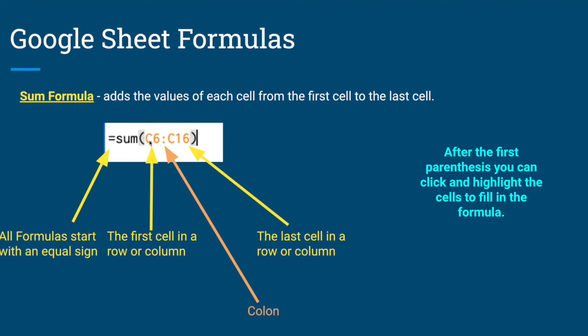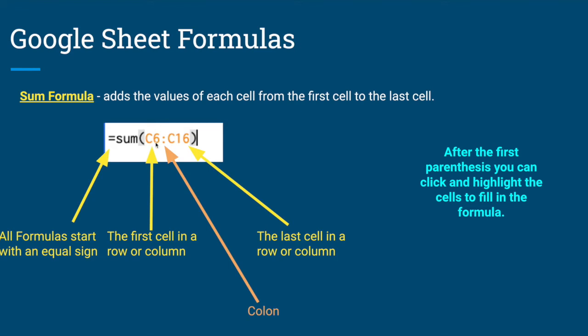Now, what is this C6? This is the first cell in a row or column. So from C6, then we've got a colon to C16. So that's the end. Because they all have the letter C, it's C6 to C16, that's all in column C, and it's rows 6 through 16. So these are the range of cells that we're going to add together.